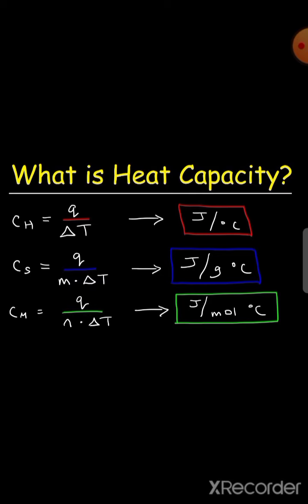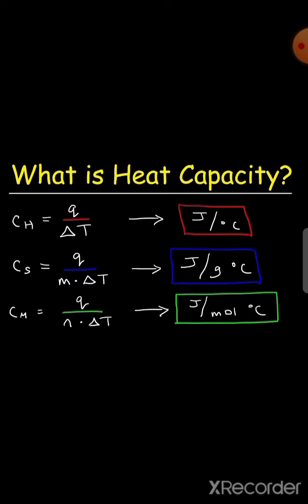So, the formula is C_H is equal to Q divided by delta T. The unit is joule per degree Celsius. The next one, specific heat capacity. Specific heat capacity of a substance is defined as the amount of heat energy required to raise the temperature of 1 kilogram of a substance by 1 degree Kelvin or 1 degree Celsius. This is known as specific heat capacity of a substance.